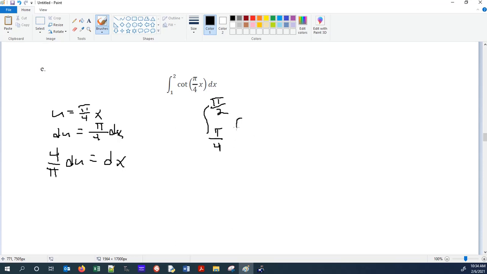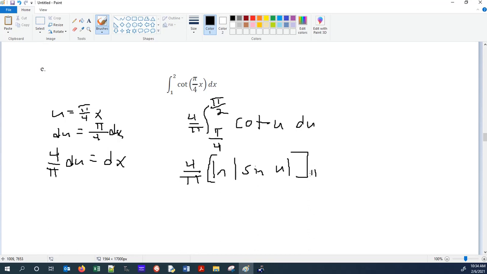Of cotangent u, and dx became du times 4 over pi. So this is actually going to be 4 over pi out here. All right, so then we have 4 over pi times the natural log of the absolute value of sine of u. Then that needs to be evaluated from pi over 4 to pi over 2.